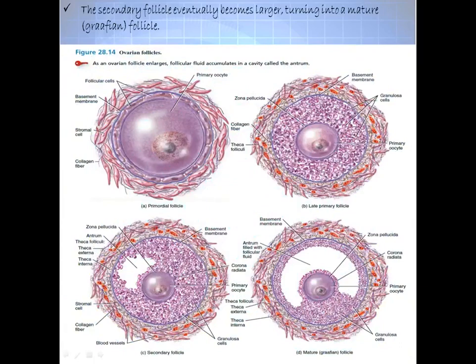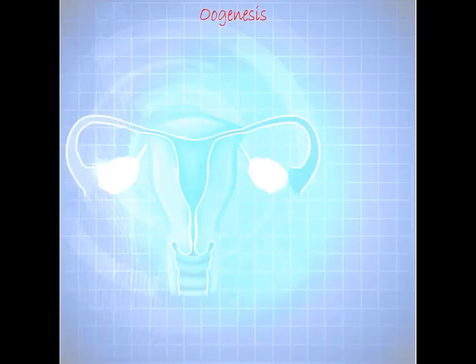Now see, this is a diagram of the ovarian follicles. First is the primordial follicle, then the late primary follicle, the secondary follicle, and the last one is the mature or Graafian follicle. Oogenesis.